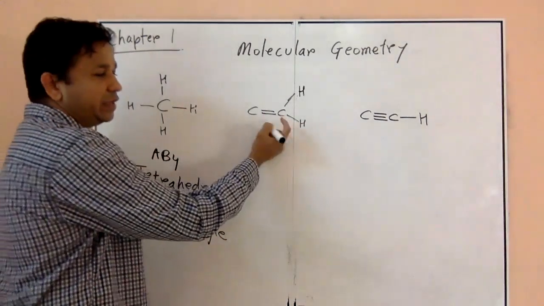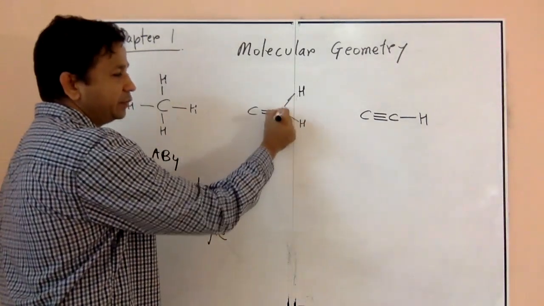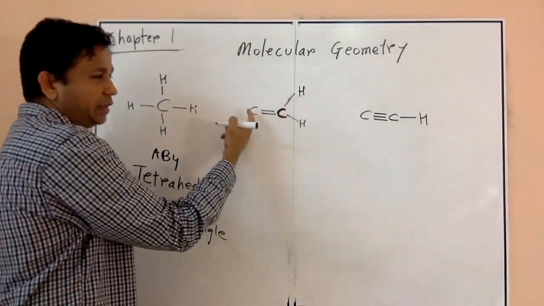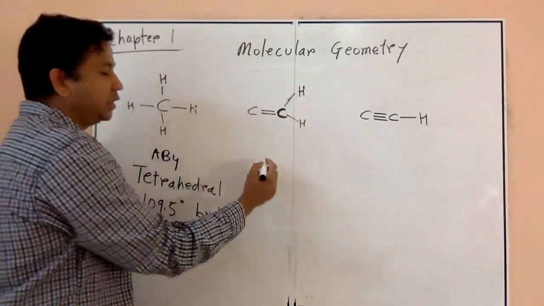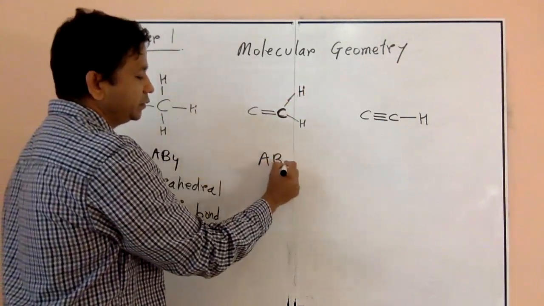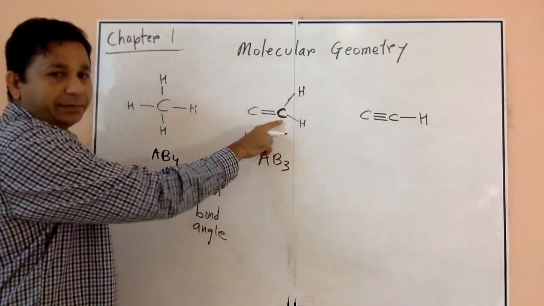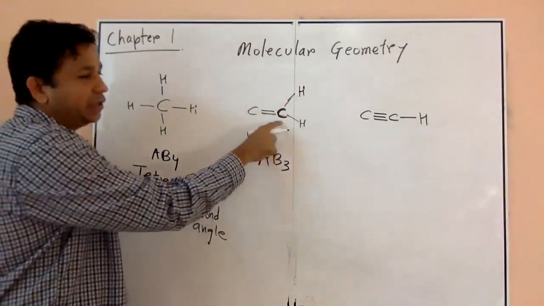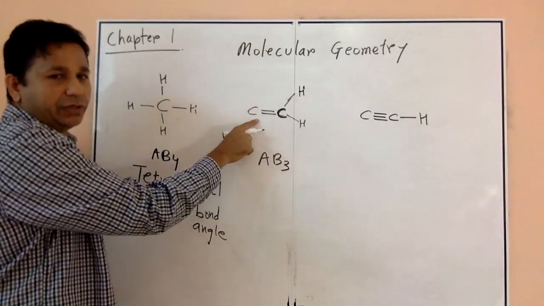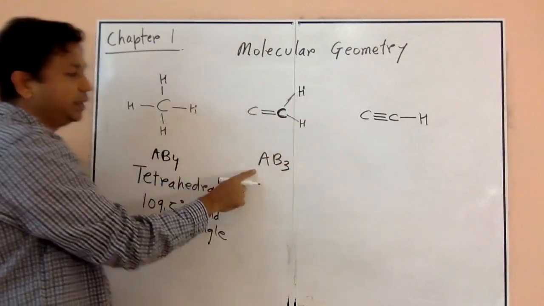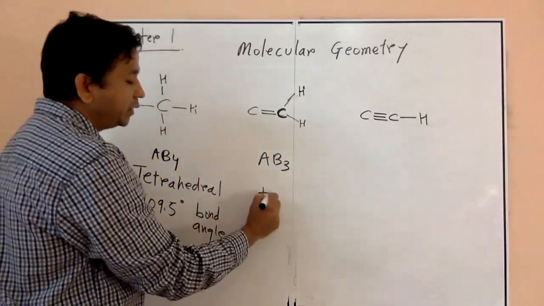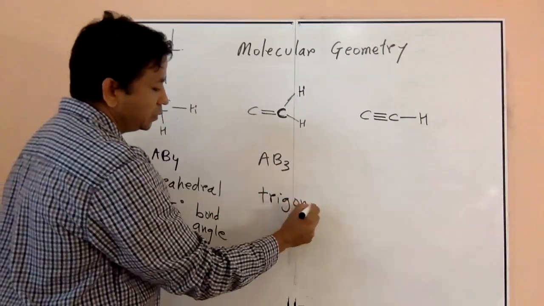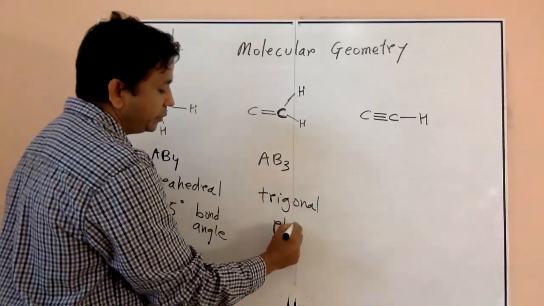This is AB3. If this is carbon, your central atom, then there are three groups attached to it, A, B, and C. That will be the AB3 model. A is the central atom, and three are surrounding it. So you have the AB3 model, and that will be trigonal planar.